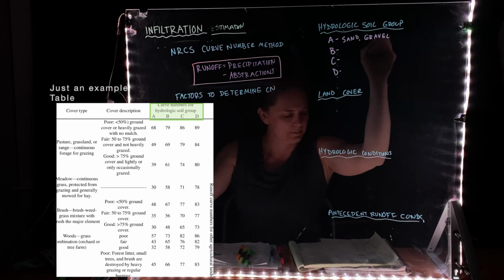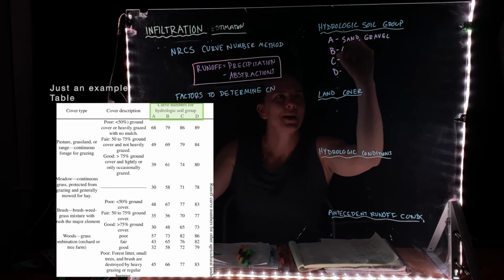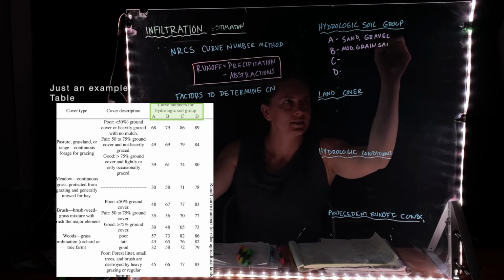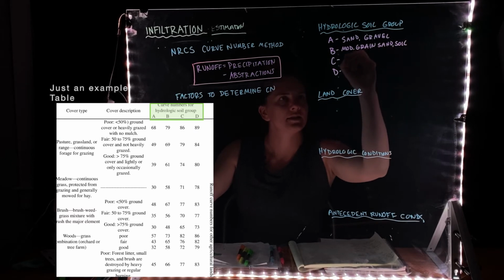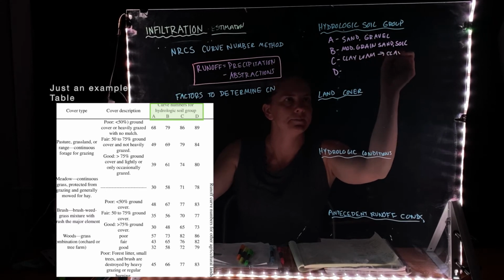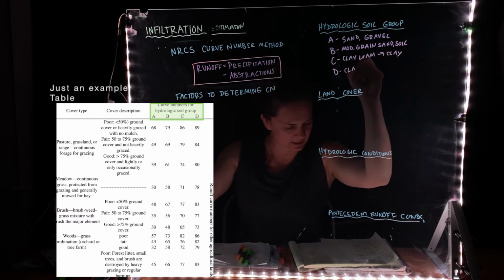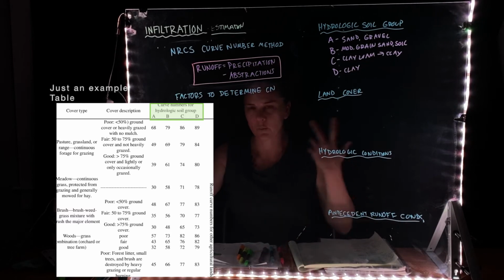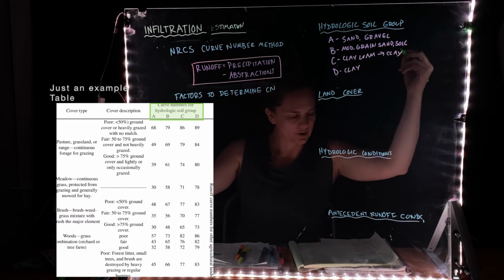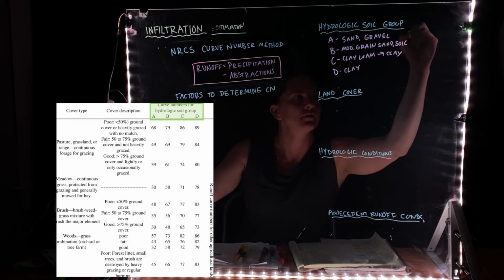Soil group B is moderately grained soil, sand, and soil. Group C is a clay loam up to pretty loose clay. And then D is clay. Okay, what does this mean for infiltration? The sand and gravel, these have high infiltration.